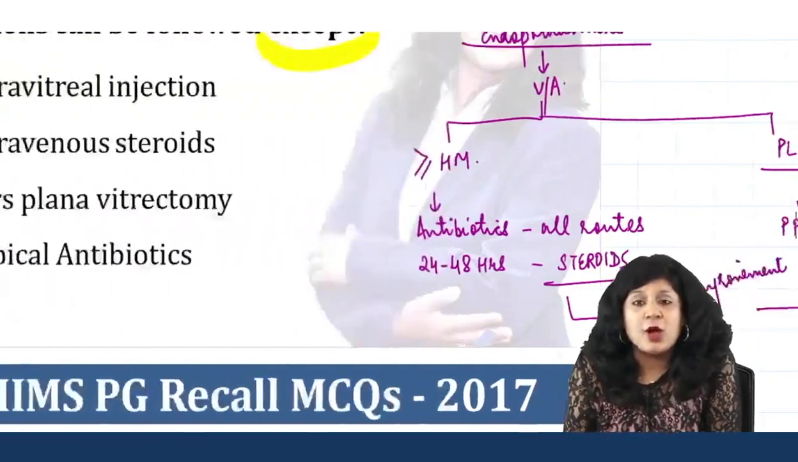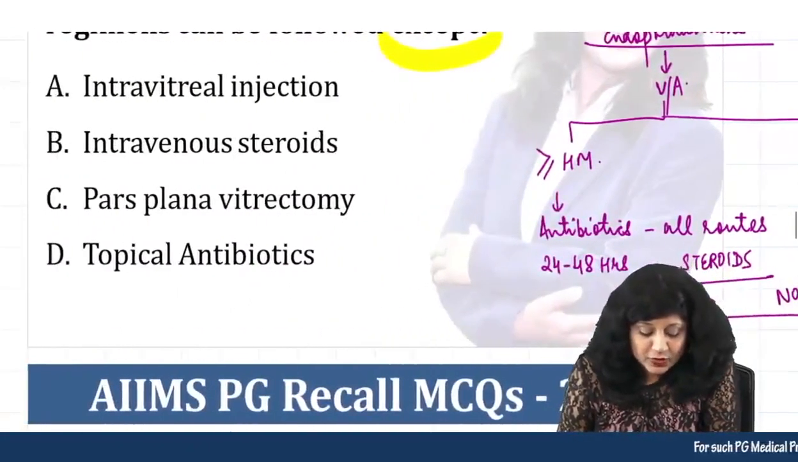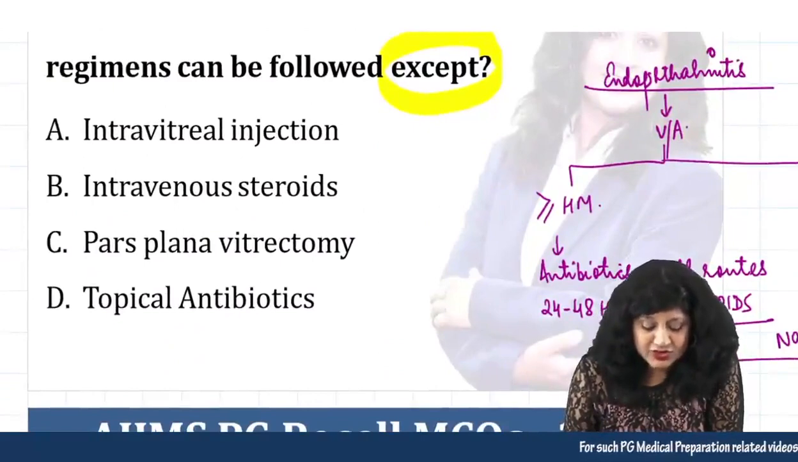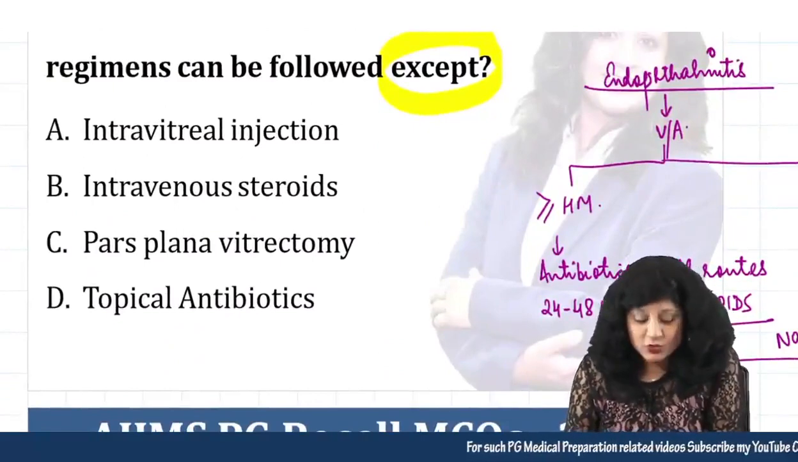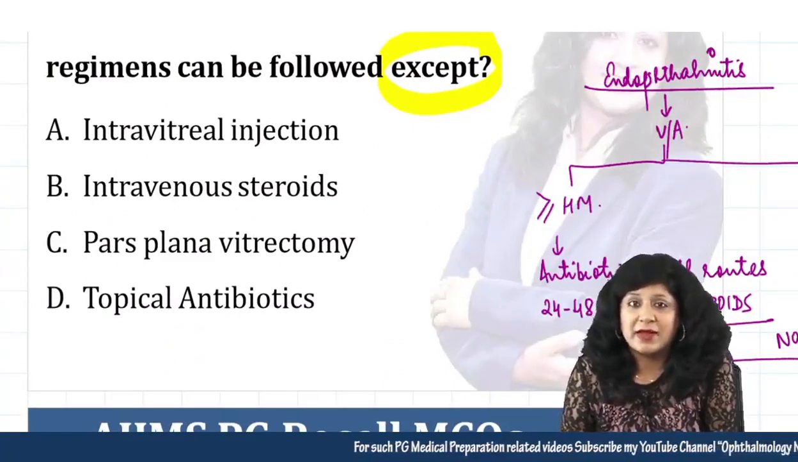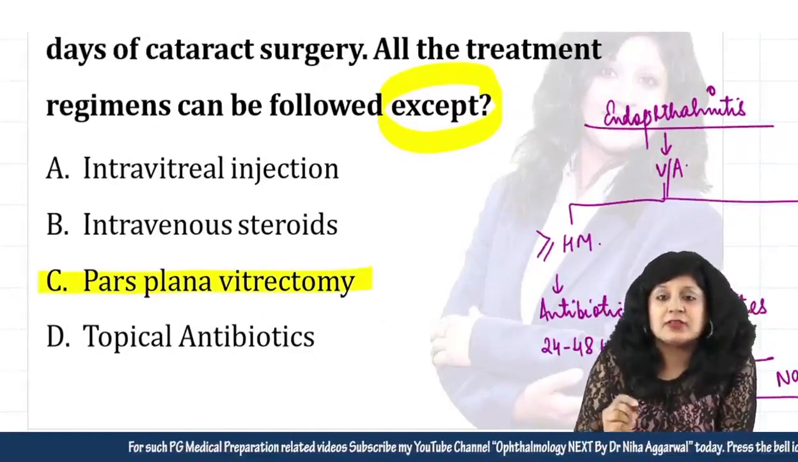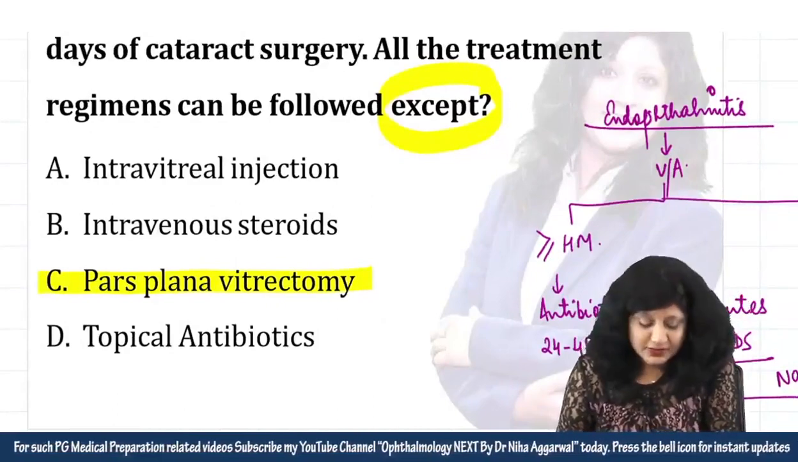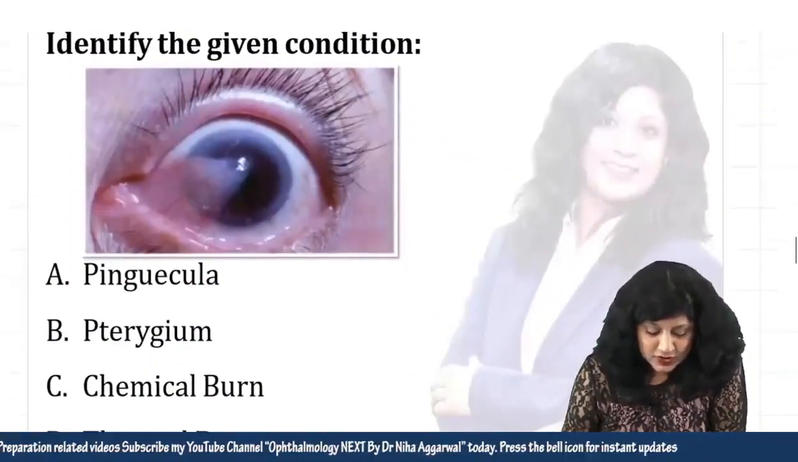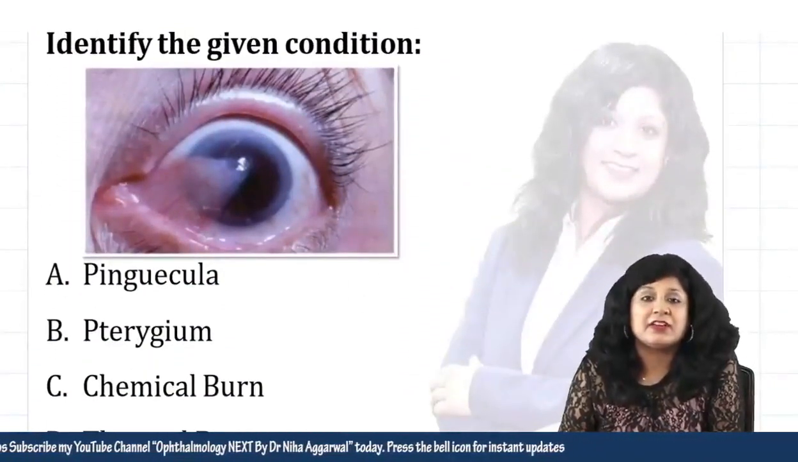So, if you look at the options here, what is not followed? We have to give the intravitreal injection, you have to give the intravenous steroids, and you have to give the topical antibiotics. So, what is not followed immediately is the pars plana vitrectomy. Alright. Next question, identify the given condition.